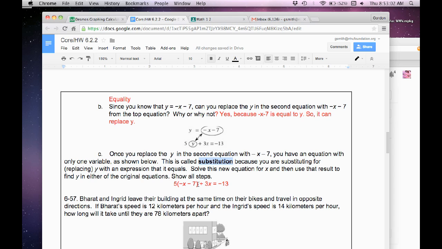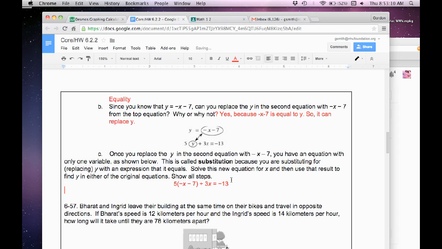Okay, so we've got this equation because we replaced the y with negative x minus 7. So it's 5 times negative x minus 7 plus 3x equals negative 13, which admittedly isn't pretty, but it's not that bad either. So the first thing we're going to do is distribute the 5. So 5 times negative x is negative 5x. 5 times negative 7 is minus 35, and then plus 3x. And all that is equal to negative 13. So negative 5x minus 35 plus 3x equals negative 13.